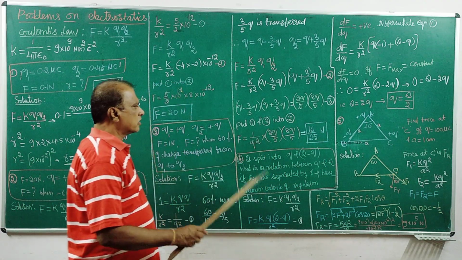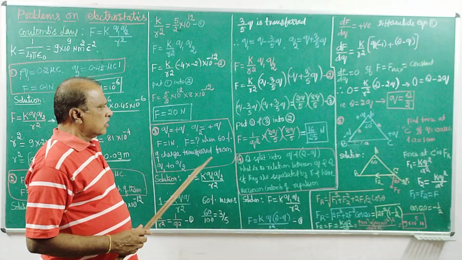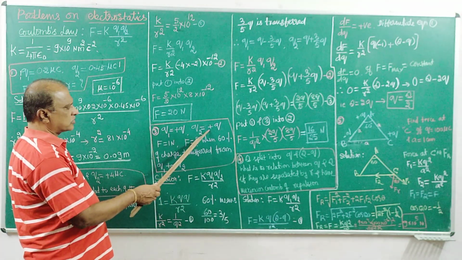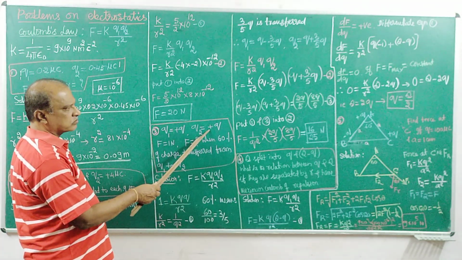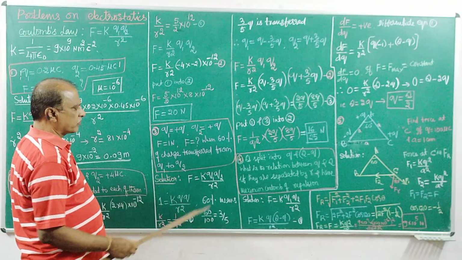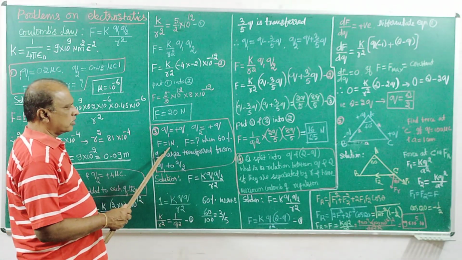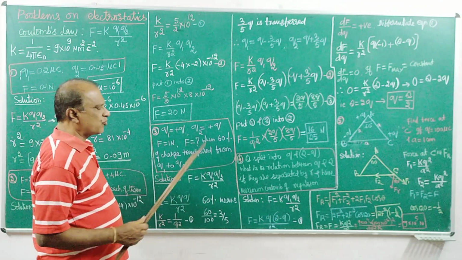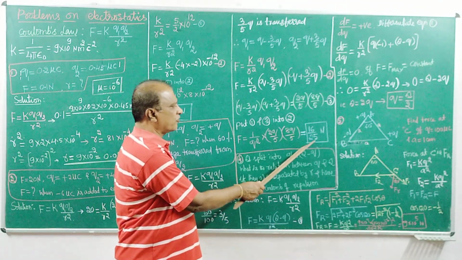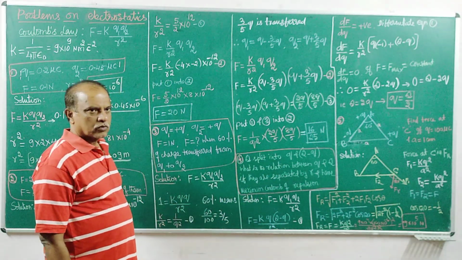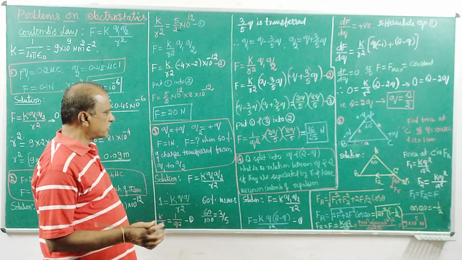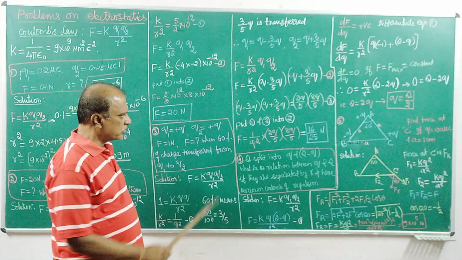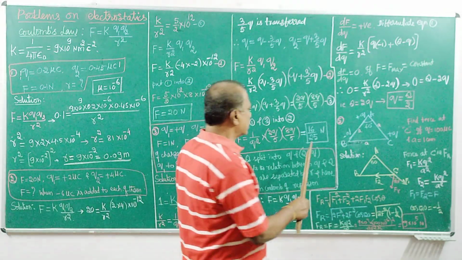Look at that. The electrostatic force experienced by these two charges, of course with the distance remaining the same, is 1 Newton. If this happens, what is the force? The force is 16 by 25 Newton. And the distance of separation remains the same in both cases. This is the problem and the answer is this.